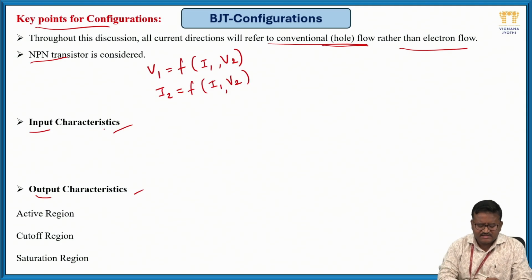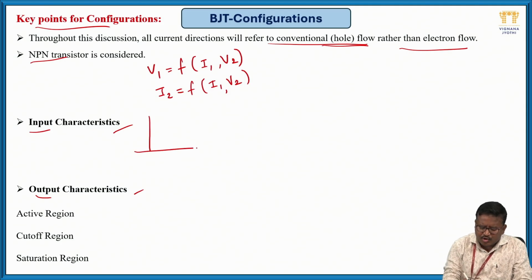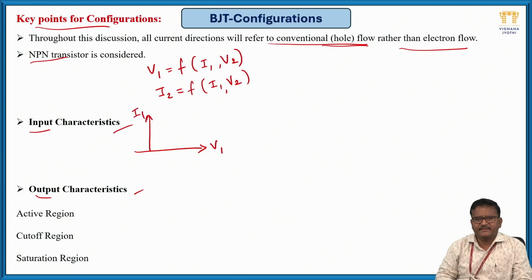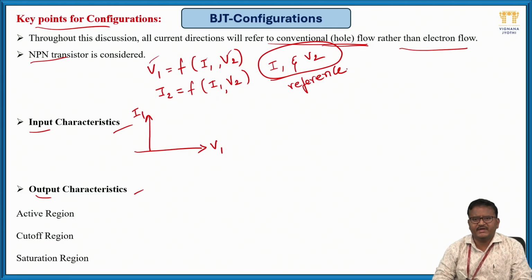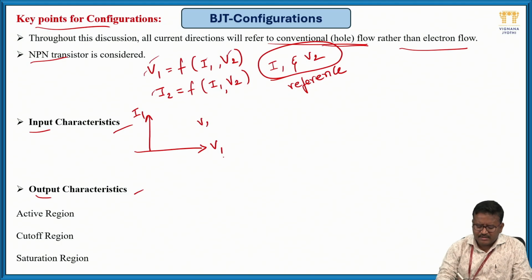When we consider the input characteristics, it is a plot between input voltage versus input current. What parameter is taken as a reference? Always I1 and V2 are taken as the reference. These are the independent variables, and V1 and I2 are the dependent variables. Here we already covered V1 and I1, so V2 is considered as the reference, the output voltage.